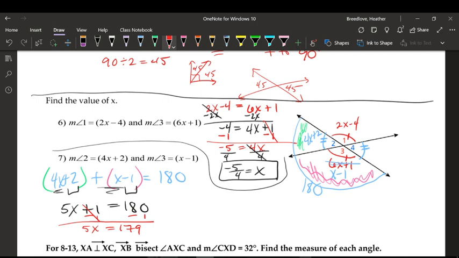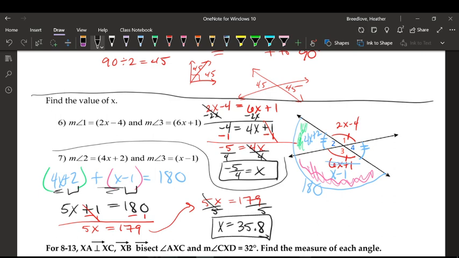Which does not look very nice. I'm going to move it. So 5x equals 179. I'm not going to worry about the fact that it's not going to be a pretty number. I'm just going to go with it. Divide by 5. I have a calculator. It's no big deal. So x equals either 179 over 5 or 35.8. And there it is.